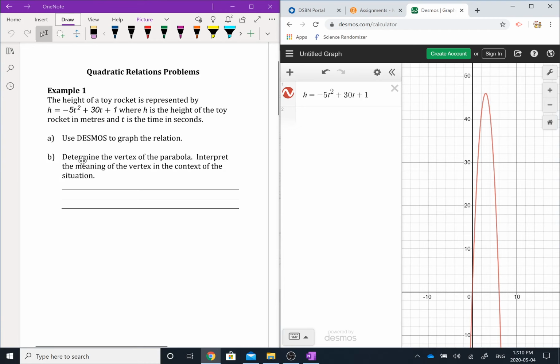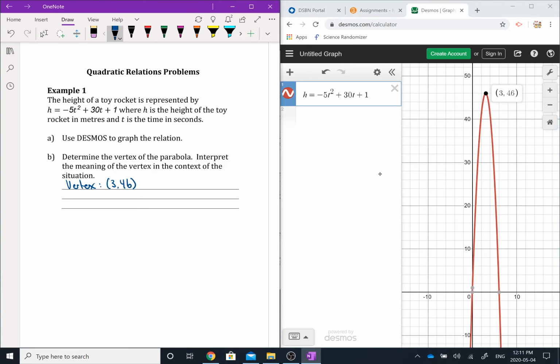Part B says determine the vertex of the parabola and interpret the meaning of the vertex in the context of the situation. The nice thing is that if we click on the graph, the key points pop up for us. We just have to click them and they stay there. So that is our vertex. The vertex of our graph is the point (3, 46). And what does that mean in the context of the situation?